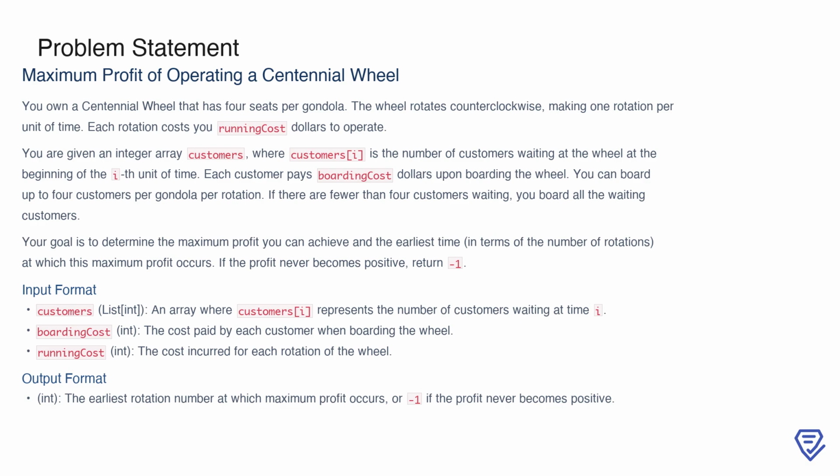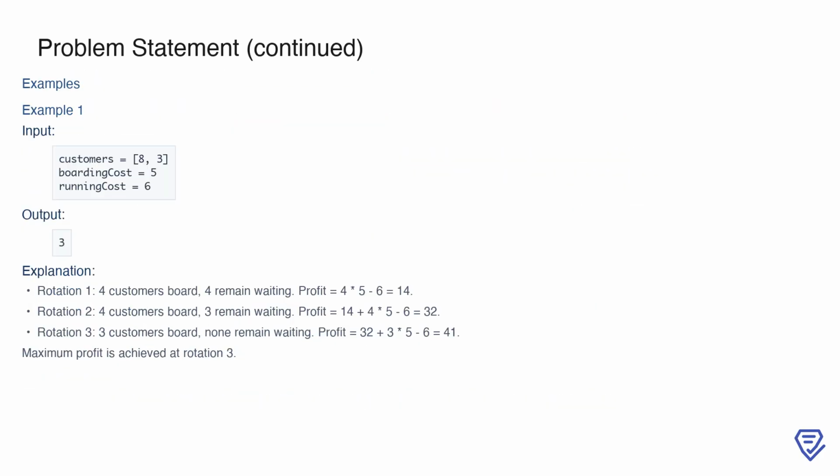The input includes the array customers, which tells you how many customers are waiting at the beginning of each time unit, as well as the boarding cost and running cost. The output will be the rotation number where the maximum profit is first achieved, or -1 if the profit remains negative. Let's look at some examples to understand the problem better.